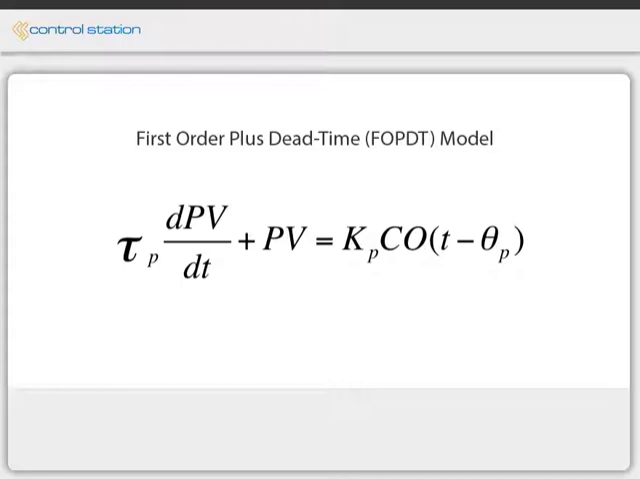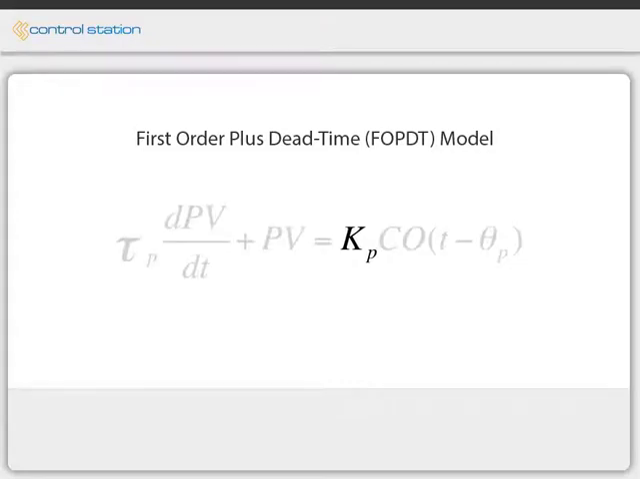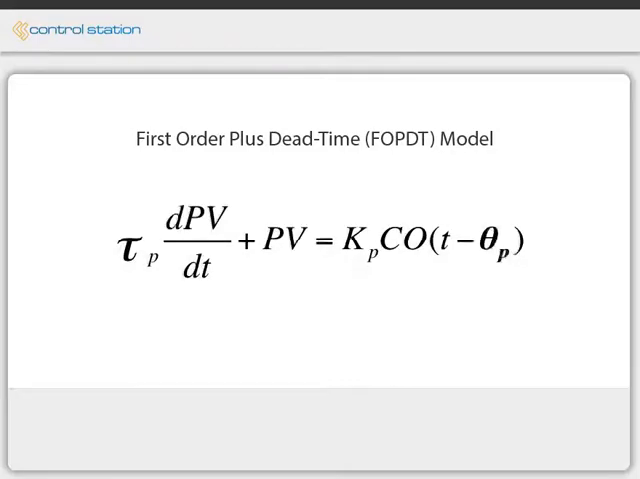Notice that the FOPDT model uses the parameters that step test data can provide. Notably, the steady-state process gain, or how far the process variable traveled. The overall process time constant, or how fast the process variable responds. And the apparent dead time, or how much delay before the process variable responds. An alternative method to the FOPDT model is the Laplace transform. Click on the Laplace button for more information.